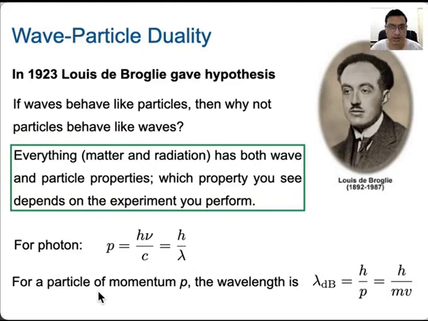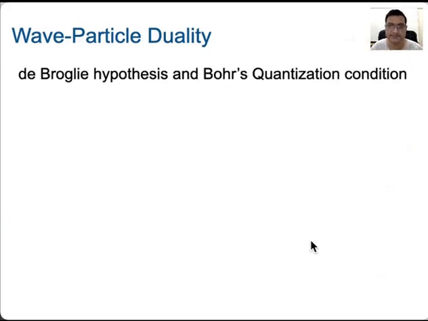Now for the case of a particle, let's say a particle of momentum p, we can assign a wavelength to it. The wavelength is lambda, and I'm going to put a subscript dB, which corresponds to de Broglie. By rearrangement I can write h over p, and p is a momentum which is written as mass times velocity. So a particle with a momentum p has a wavelength which is the de Broglie wavelength, given by h over p or h over mv.